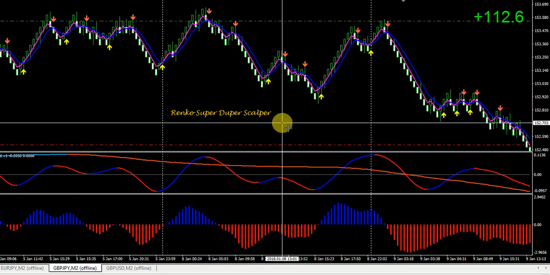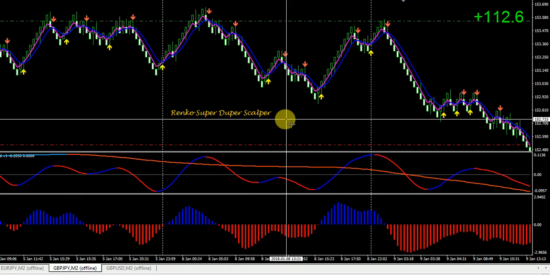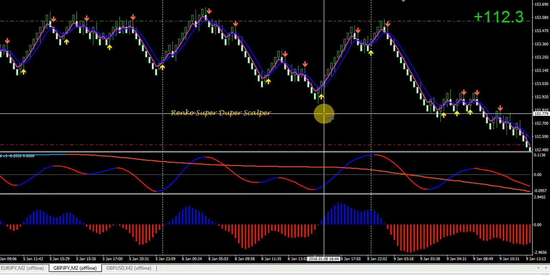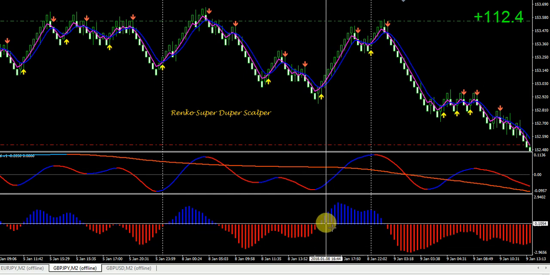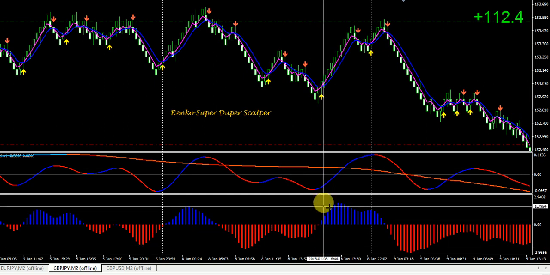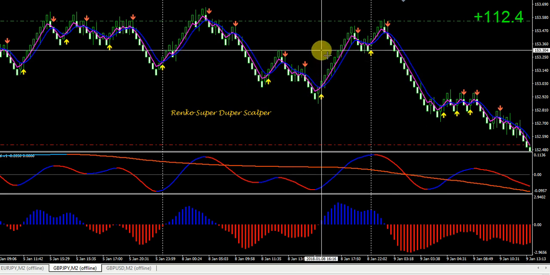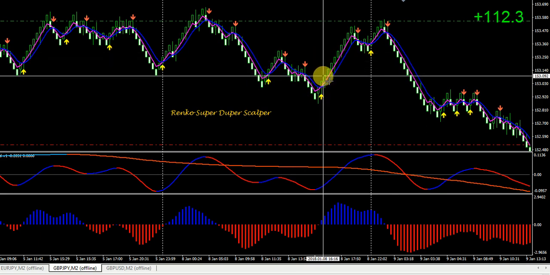Yesterday night, Renko Super Duper Scalper buy setup. The setup happened here. Okay. The histogram at the bottom is blue, this line is blue, and the arrow is buy here. We can enter here, stop loss here, TP 10 pips for scalping, or if you can get more, that's good lah.